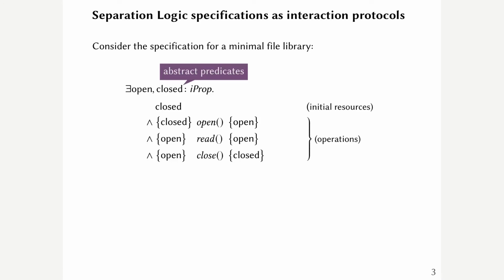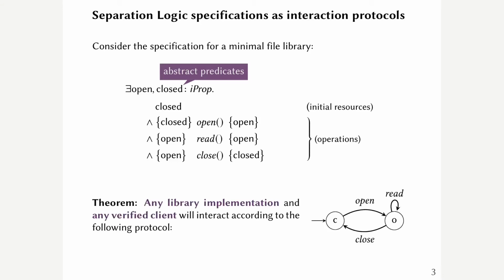These open and closed predicates are abstract, so a client of the specification can use them as abstract tokens but cannot unfold their definition. Then it seems quite clear that a verified client will not be able to call the functions in any order. In fact, any client will call the functions in an order that corresponds to the automaton shown here on the right. And this is a property that I will show how to prove formally later. It might seem fairly obvious at that point, but it's important to note that it does not follow from any standard model of separation logic, so we'll have to do something more.